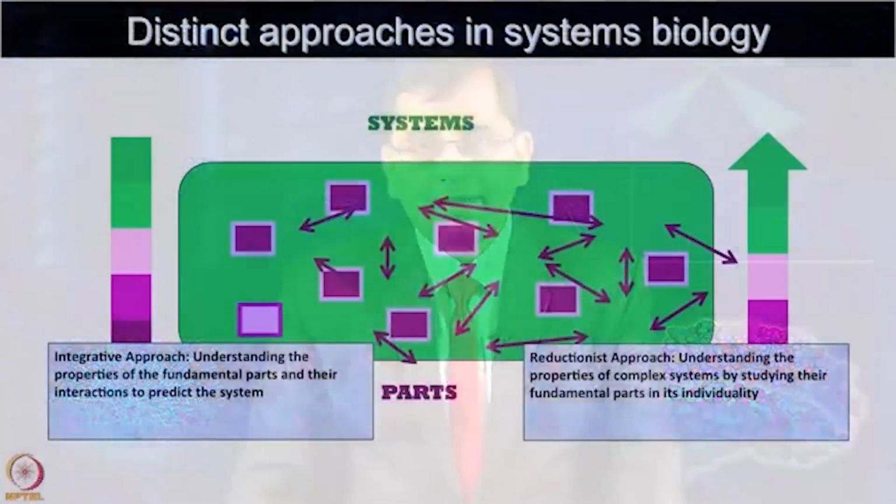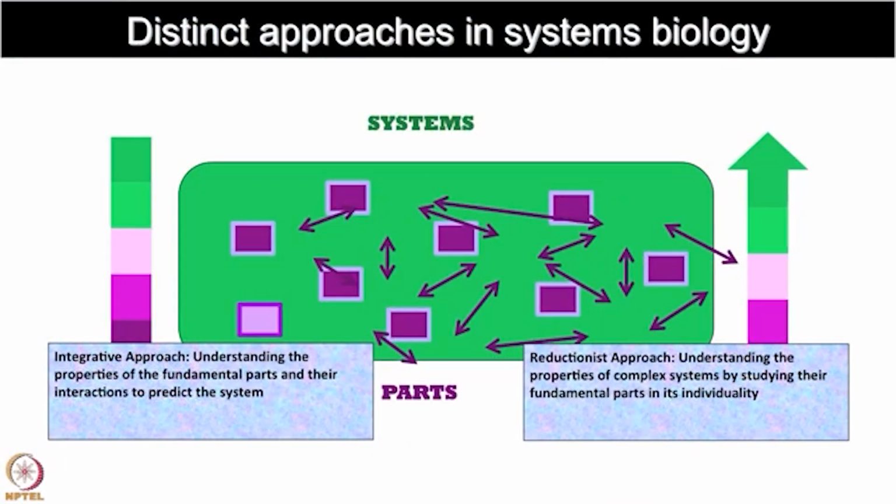There could be different ways of looking at systems biology approaches. One is the reductionist approach, which is understanding the properties of complex systems by studying their fundamental parts in their individuality, or it can be an integrative approach where we want to understand the properties of the fundamental parts and their interactions to predict the system. What is the systems biology triangle?